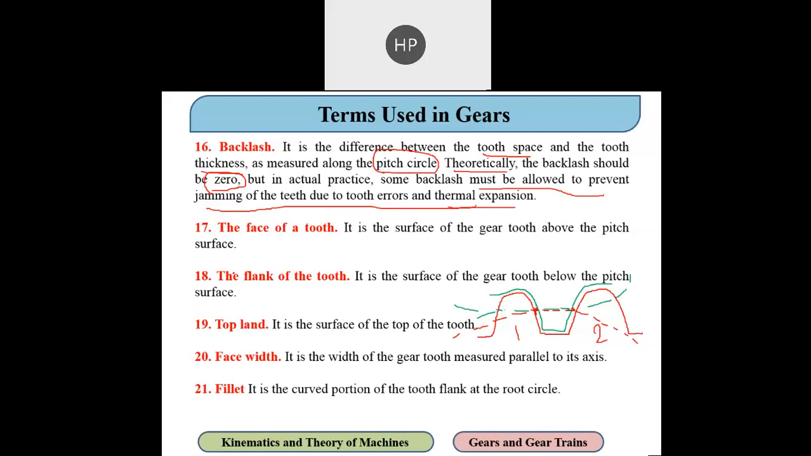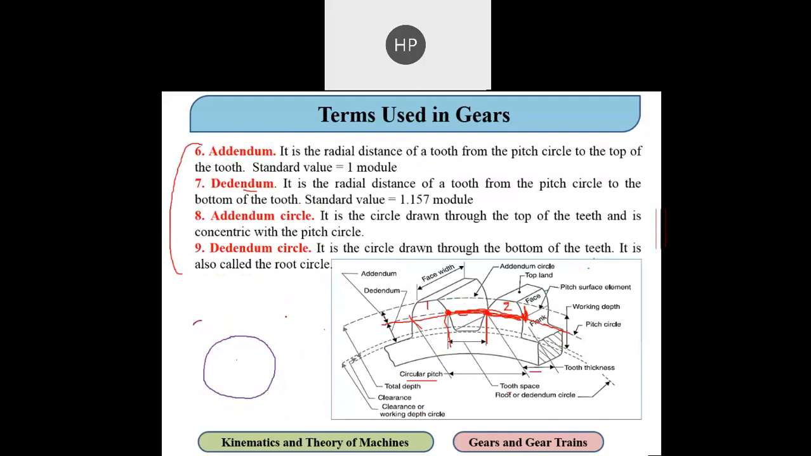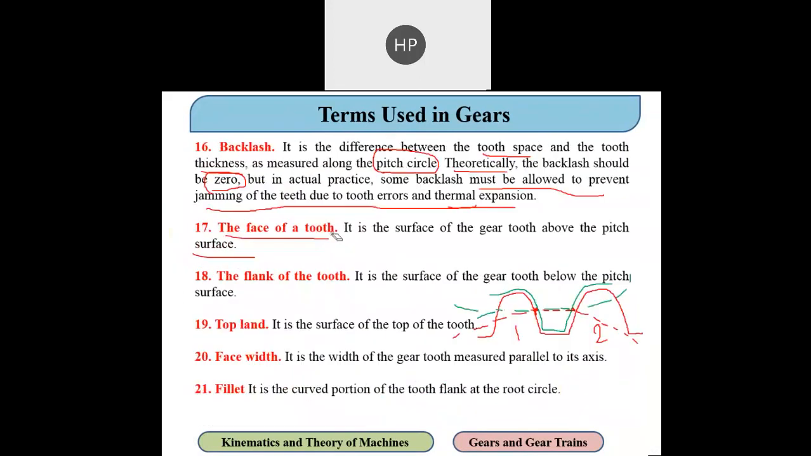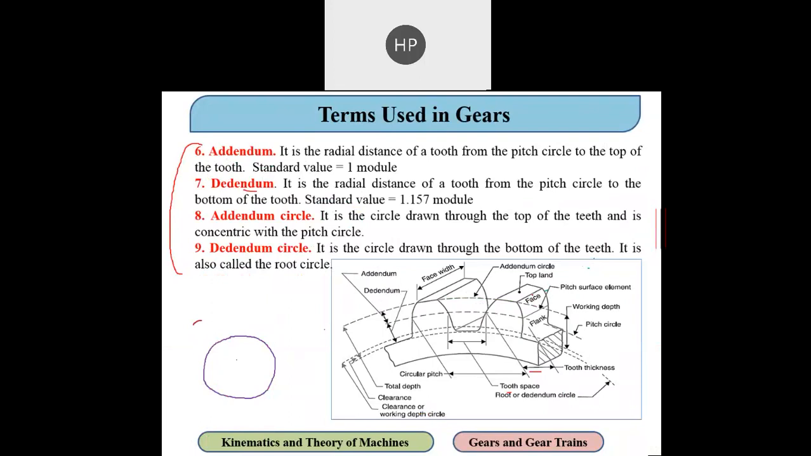Then the next definition is the face of the tooth. It is the surface of the gear tooth above the pitch surface. Again, this one. The face of the tooth is the surface of the gear tooth above the pitch surface.